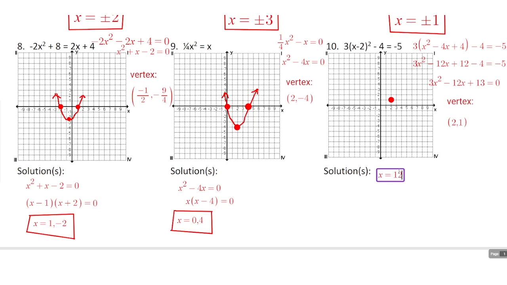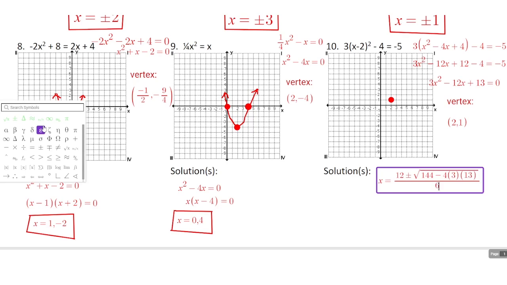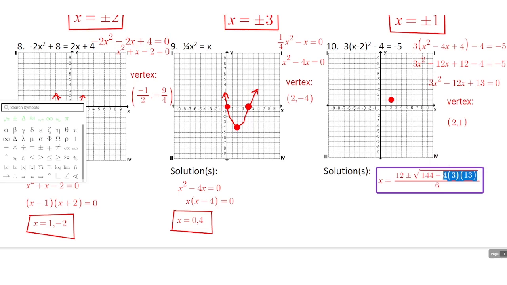x equals negative b plus or minus the square root of b squared. So that would be 12 squared is 144. b squared minus 4 times a times c, all over 2a. So that'd be 2 times 3, which is 6. Now let's simplify this a bit. I'm going to put this in the calculator just so I make sure I don't make any mistakes here. 144 minus 4 times 3 times 13. And it gives me negative 12.